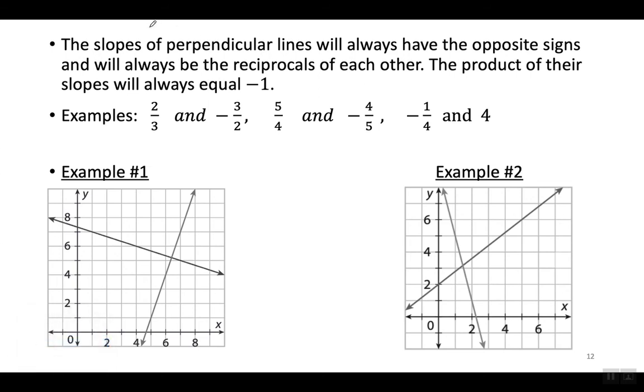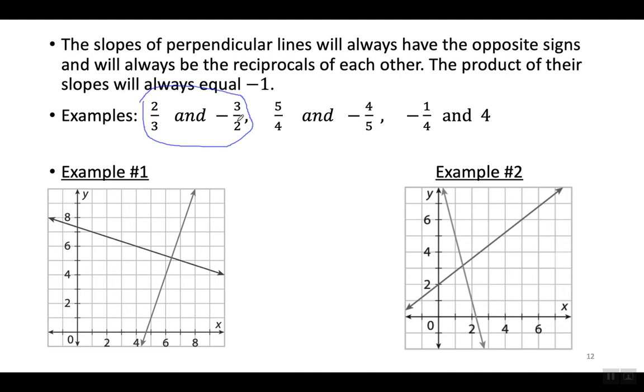When lines are perpendicular, the slopes of perpendicular lines will always have opposite signs and will always be the reciprocals of each other. What, mister? What does that mean? Look right here, kids. Okay? This is what I mean.